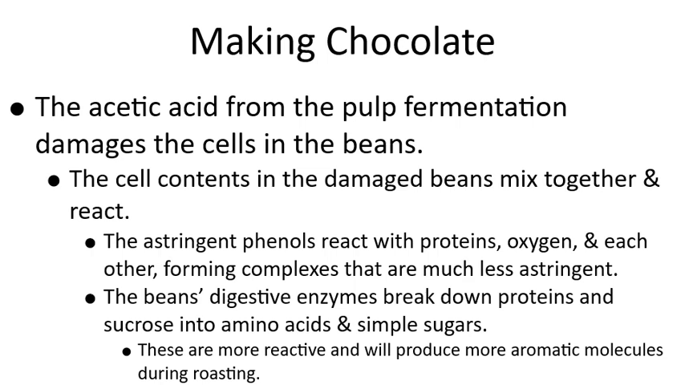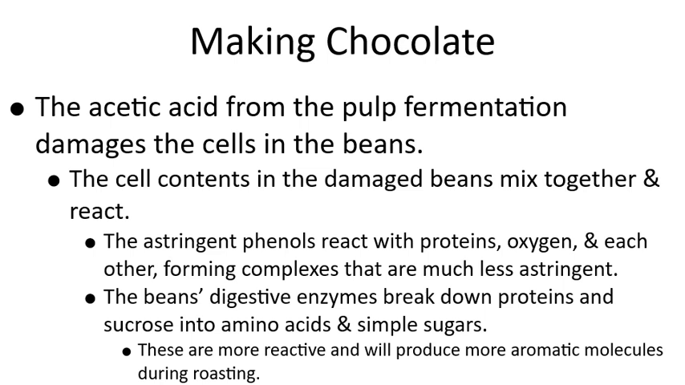The acetic acid produced in the fermentation process damages some of the cells in the beans, breaking them open. The cell contents mix together with the molecules outside the cell, such as the fermentation products, and react. The astringent phenols that the plant uses as defensive chemicals will react with proteins, oxygen, and each other. This forms larger complexes that are much less astringent. That is, because they're already clumped together and they therefore can't react with the proteins in your saliva.